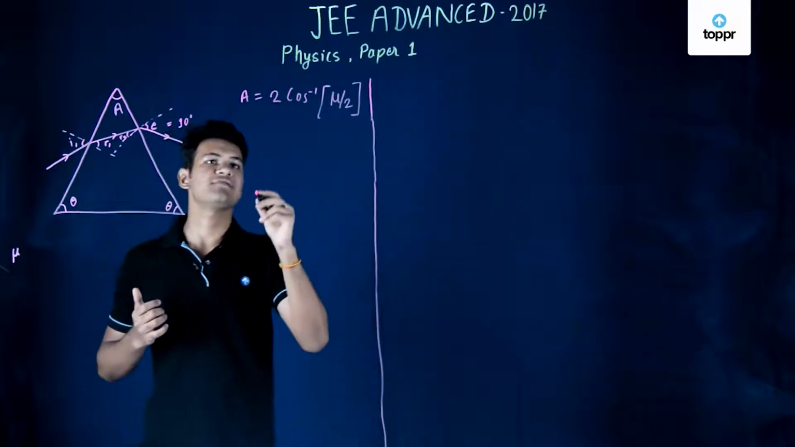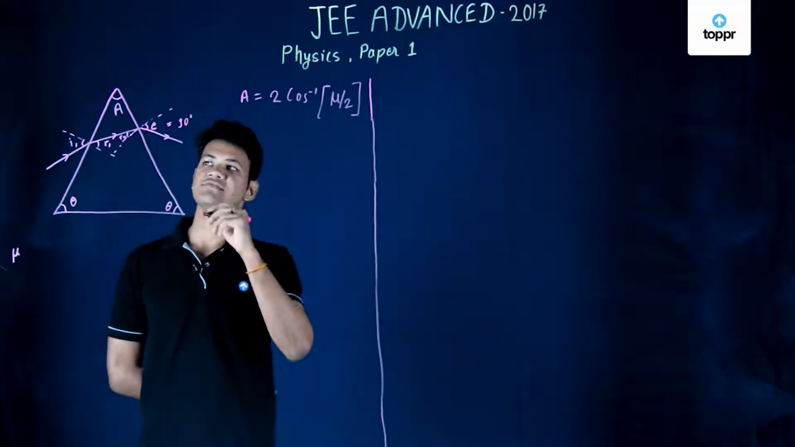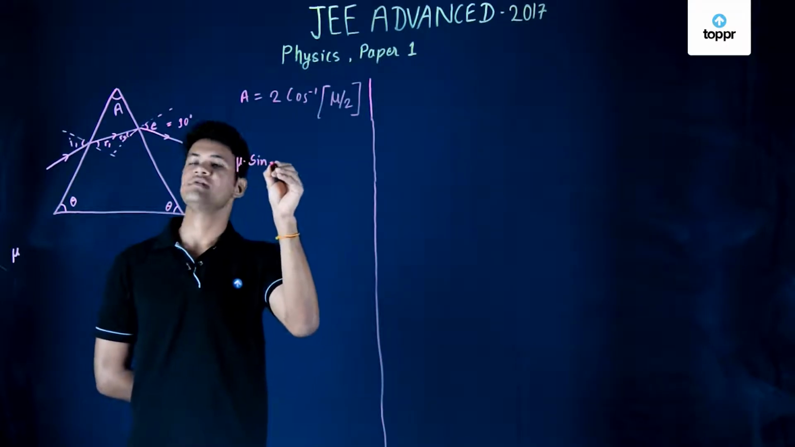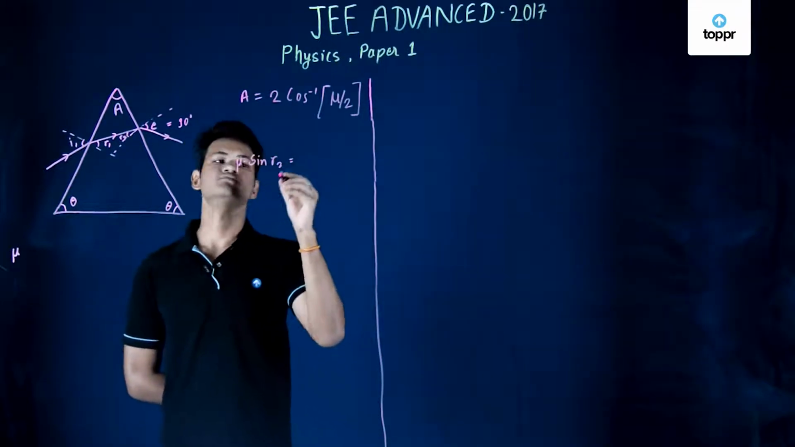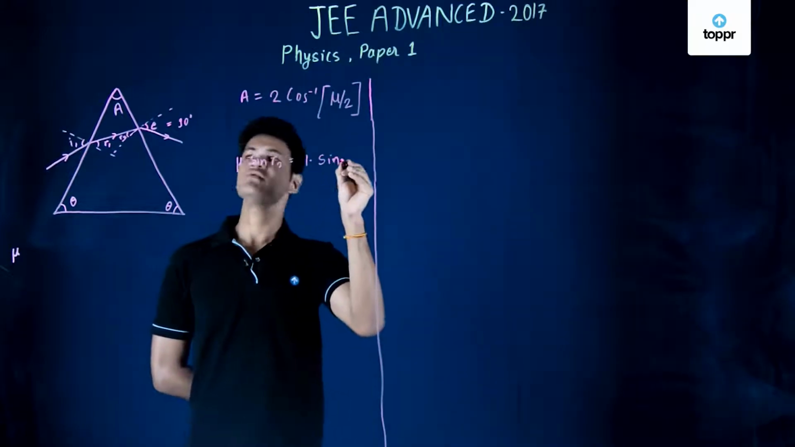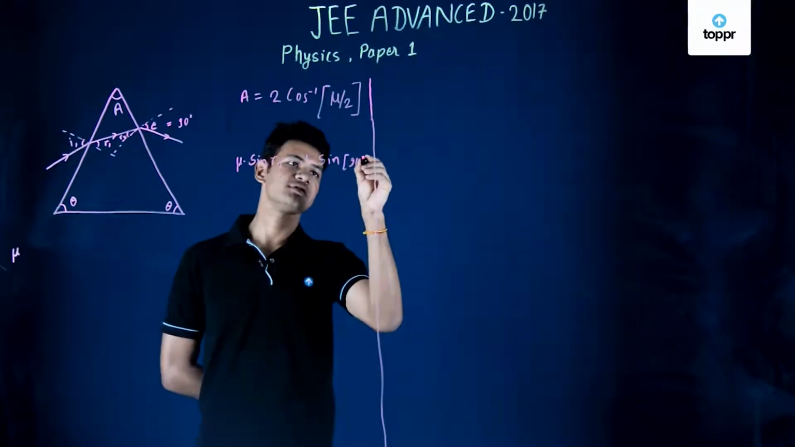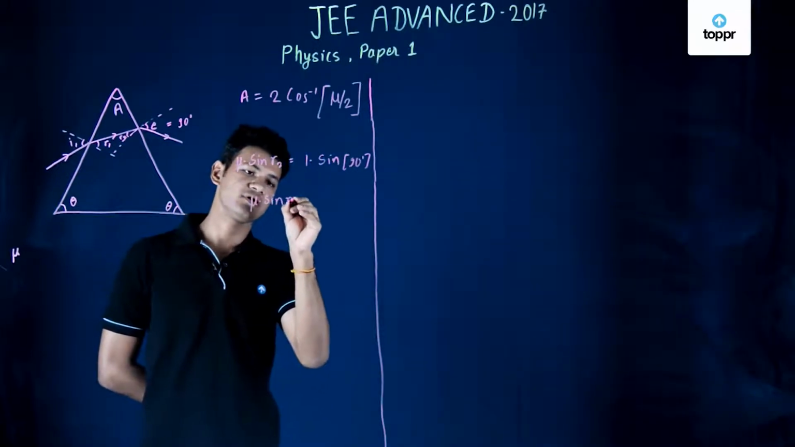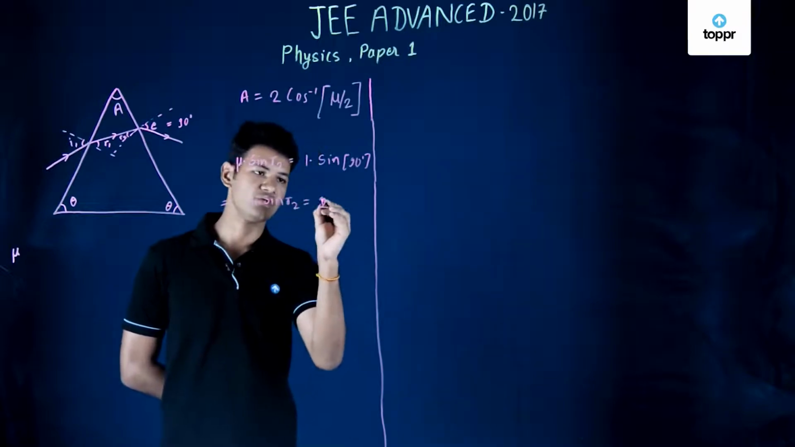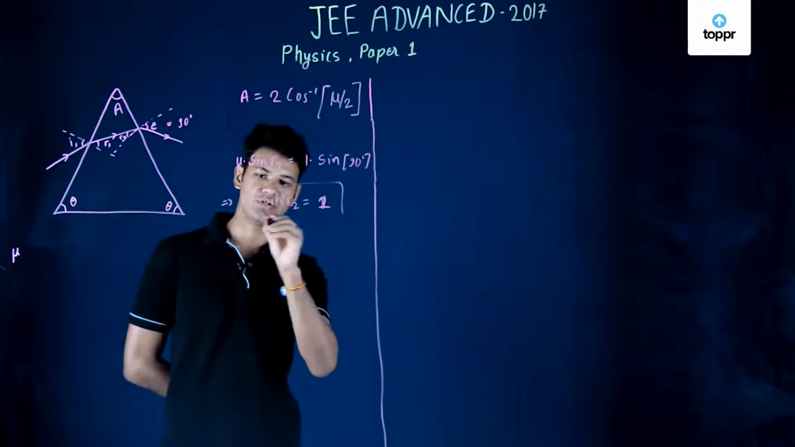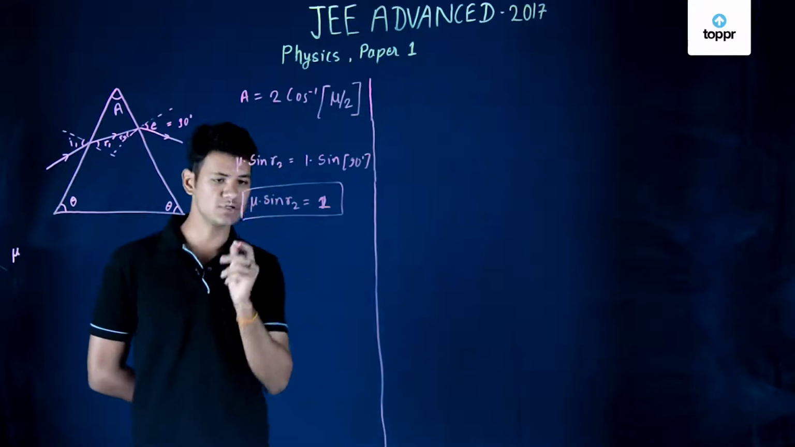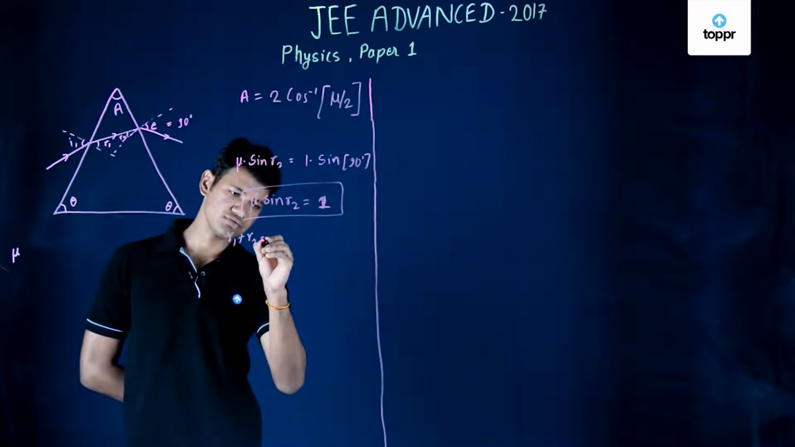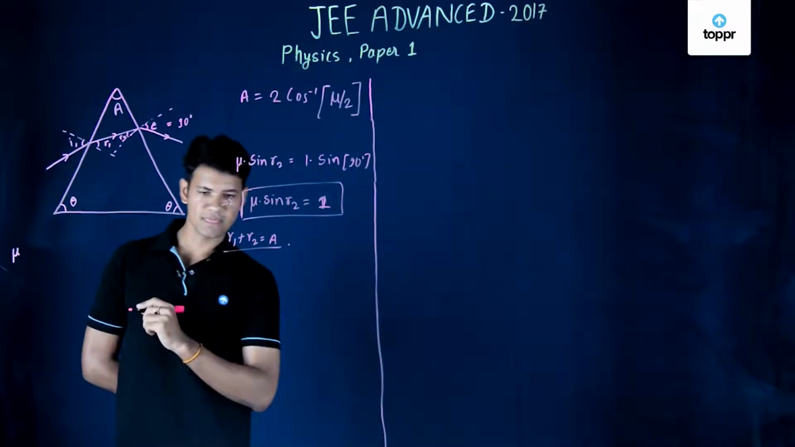At the second surface of refraction, using Snell's law, we'll get mu times sine of R2 is equal to 1 into sine of 90 degrees, which is the emergent ray. Now this gives us mu times sine of R2 is equal to 1, right? Now we have some value of R2 in terms of mu. We also know that R1 plus R2 is equal to A. We have this relation also.